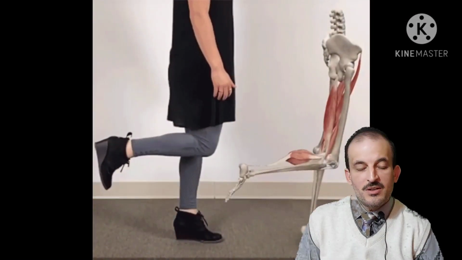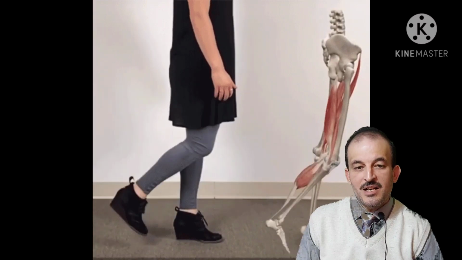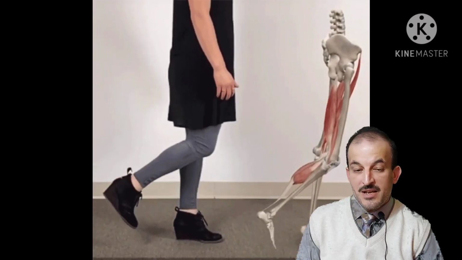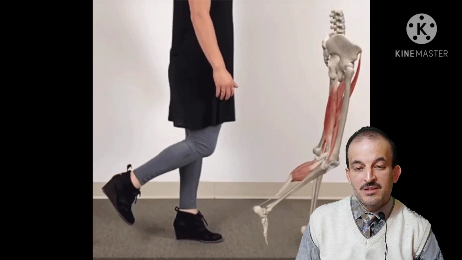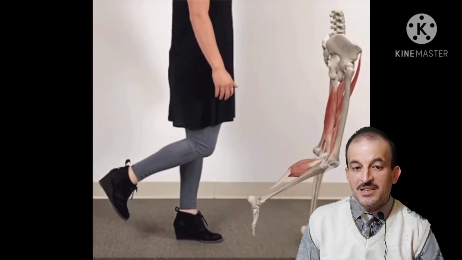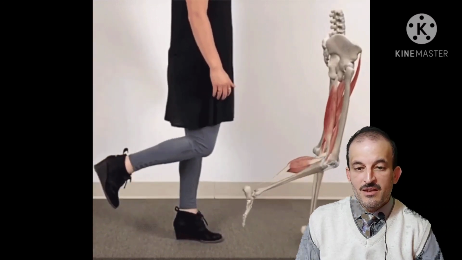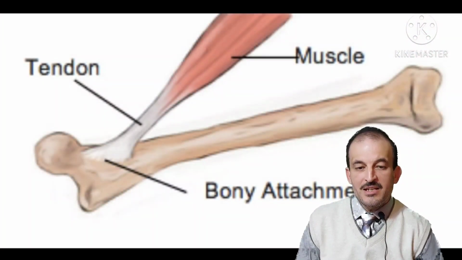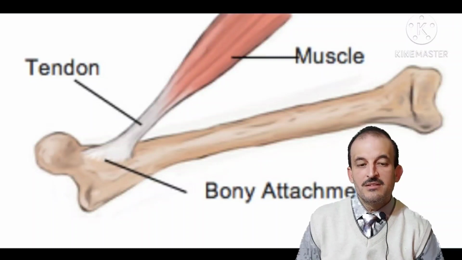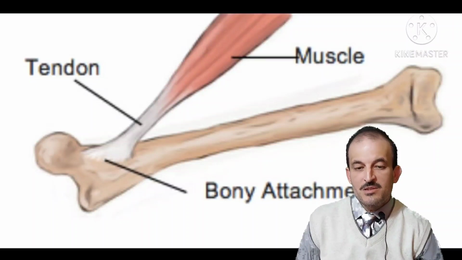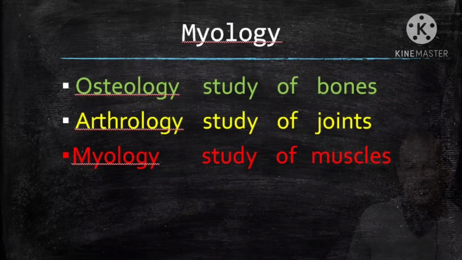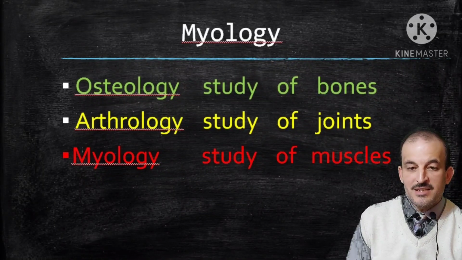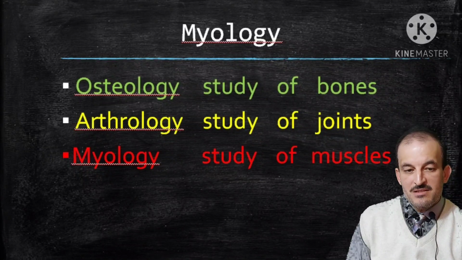We have more than 600 muscles in our bodies. Together they constitute about 40 to 50 percent of our body weight. Our bones and joints by themselves are unable to produce movements. They need muscles to move. The science that studies bones is called osteology, the science that studies joints is called arthrology, and the science that studies muscles is called myology.